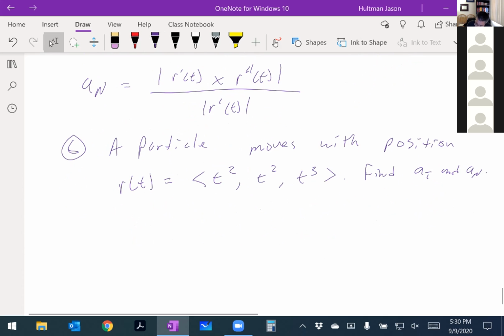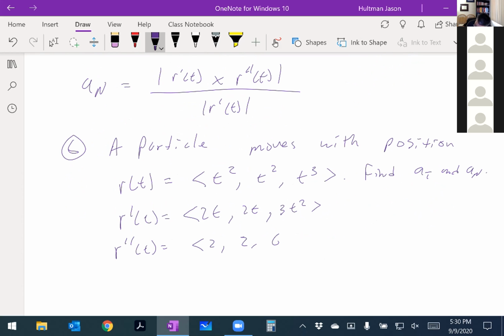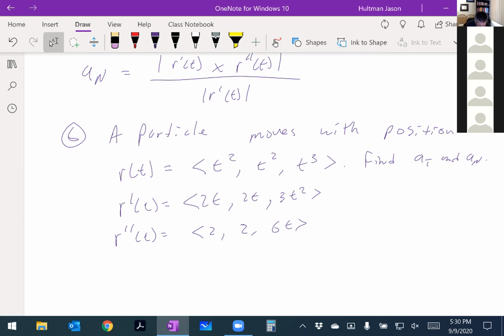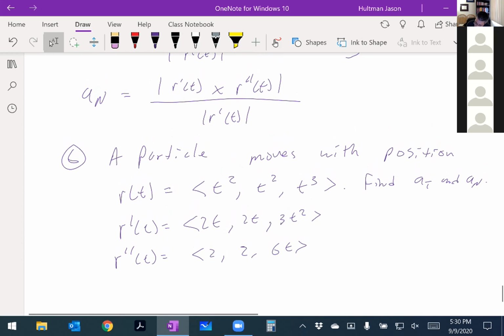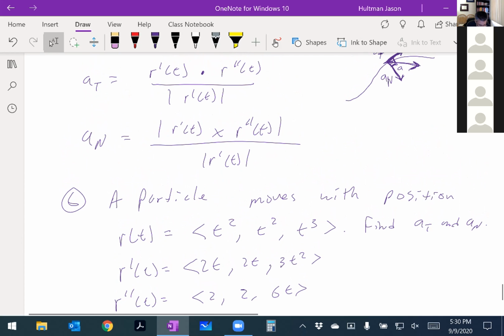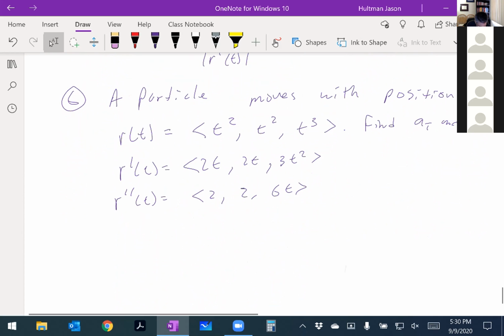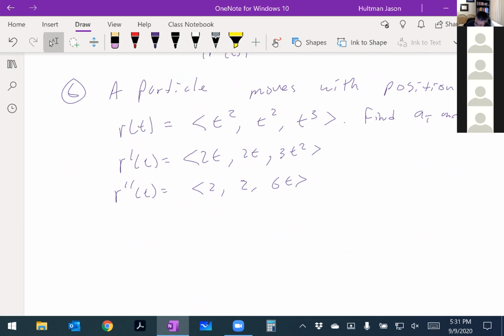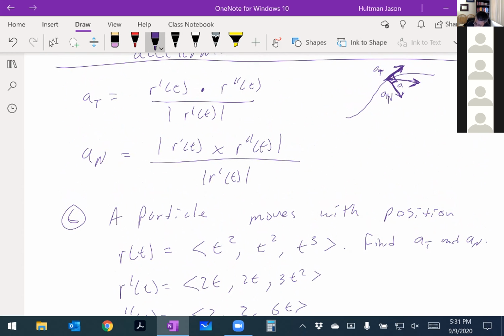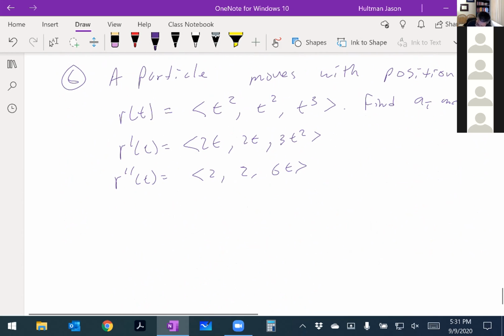Okay. So what do we need? We need the first and second derivatives here, right? So what's r prime of t? 2t and 3t squared. What's r double prime of t? Well, that's 2 and 6t. Okay, so let's look at the tangential first, I guess. We're eventually going to need the magnitude of this thing, so maybe I'll just calculate it now. Get it out of the way.